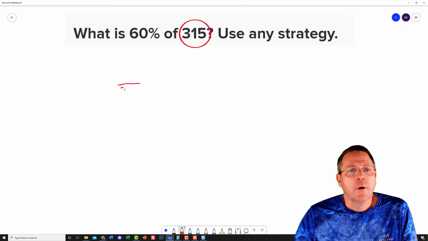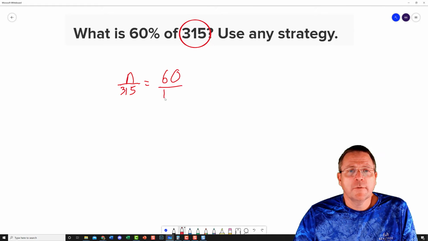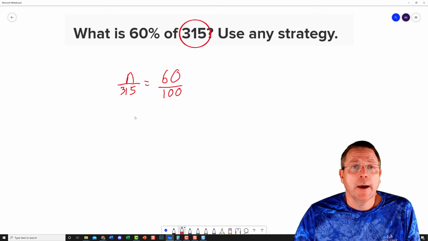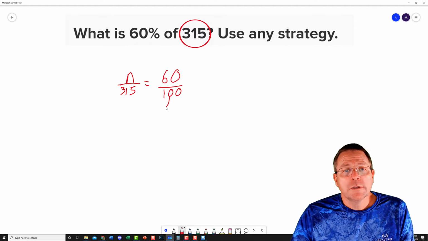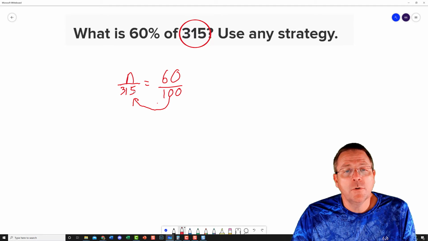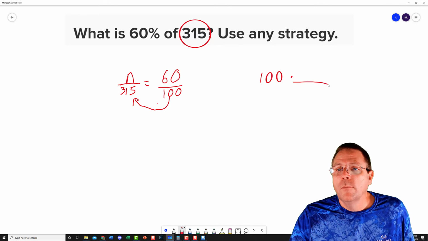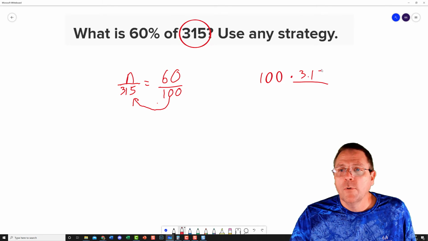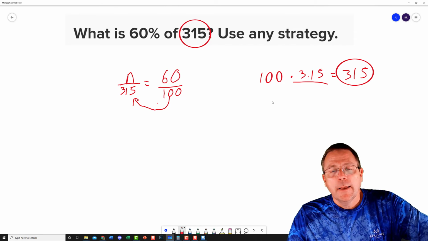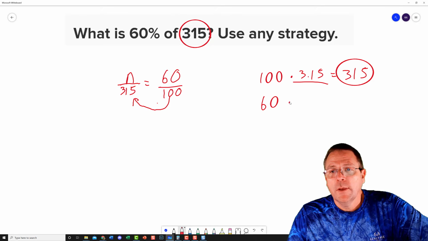So we know that my whole amount is going to be 350. The part we're looking for, and we know that we have 60 out of 100. 60% out of 100 is how many out of 350. So once again, we ask ourselves, what do you have to do to 100 to get to 315? That is going to be to multiply it by 3.15. And when you do, you get the 315. With that said, we have to do the same thing on the bottom.